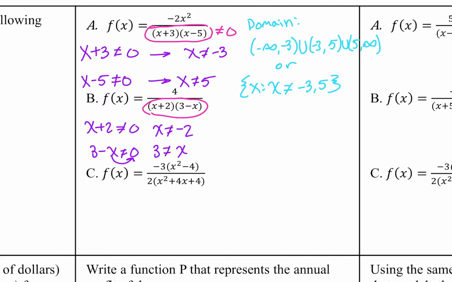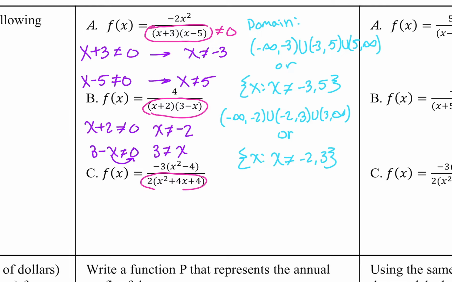So yet again, we've got negative infinity to negative 2, union negative 2 to 3, union 3 to infinity, or x such that x cannot equal negative 2 comma 3. And in this last one, we got to set this part again not equal to 0. But in this case, we've got something that's not factored. So we're going to have to factor it ourselves. So when I take x, I need 2 numbers that multiply to make 4 and add up to make 4. Well, the only 2 numbers that can do that is 2 and 2.